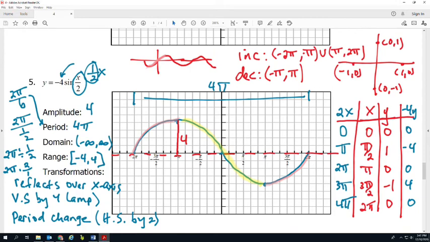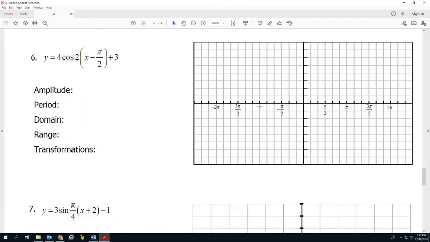All right, let's do another one. Okay, on this one we have a lot of things happening. This 4 right here is going to be a vertical stretch by 4, so it's going to change your amplitude to be 4. This 2 right here is going to change your period, so it's going to be a horizontal compression by 2. Again, that's going to change your period. This will change your amplitude.